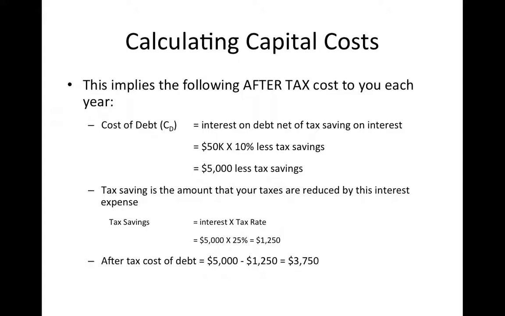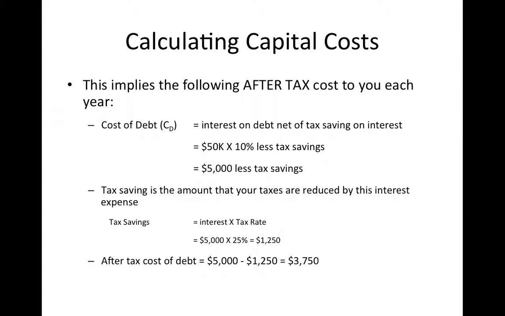So if we wanted to calculate the after-tax cost of debt, that would simply be the interest on the debt net of tax savings on the interest. And so the interest on the debt is just $50,000 times the 10%, less the tax savings. So $50,000 times 10% is $5,000. So basically we would be paying $5,000 a year in interest expenses on this debt. Now, then we have to figure out what the tax savings are.